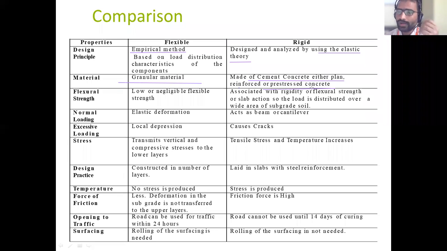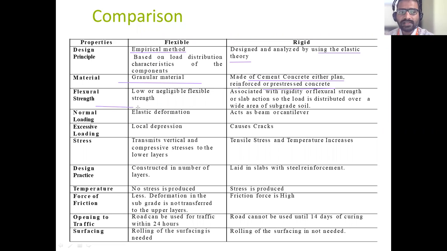Pre-stressed concrete. So what does pre-stress mean? The stresses are given before the construction only. Okay, that we will study in the higher classes. You should remember in rigid pavement there is a PCC road, an RCC road, and a PSC road. So in flexible, the materials are granular materials. In rigid, the material is cement concrete, either plain, RCC, or pre-stressed. Clear, everyone? Yes, sir.